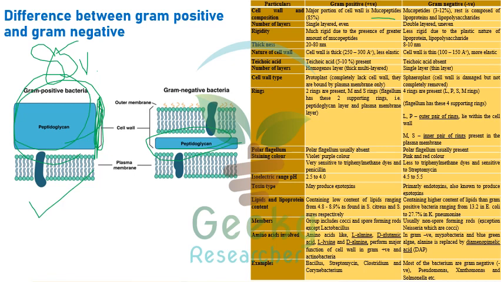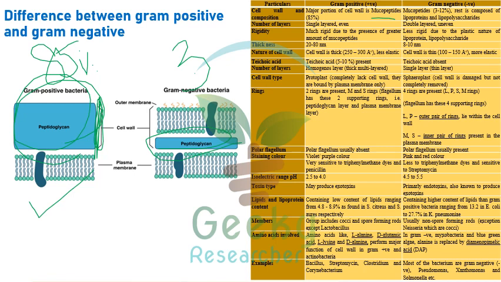So, as I said, the bacterial cell wall is made up of peptidoglycan or mucopeptide, right? In gram-positive bacteria, around 80 to 85% mucopeptide can be observed. In gram-negative bacteria, it is 3 to 12%, which is very little. The remaining amount of the gram-negative cell wall is composed of lipoproteins and lipopolysaccharides.